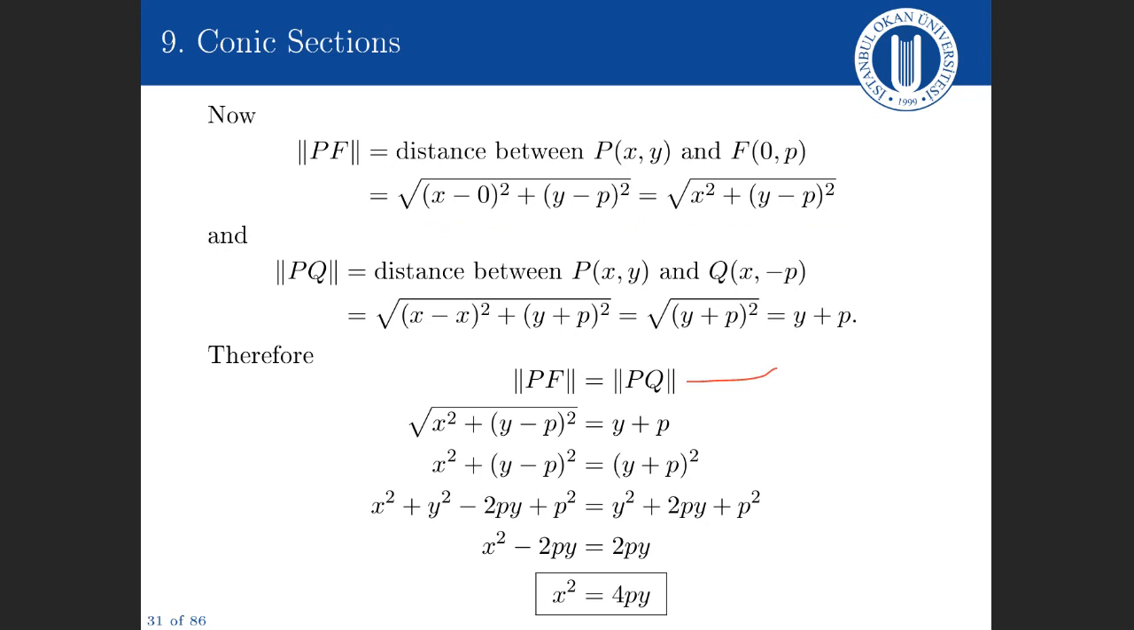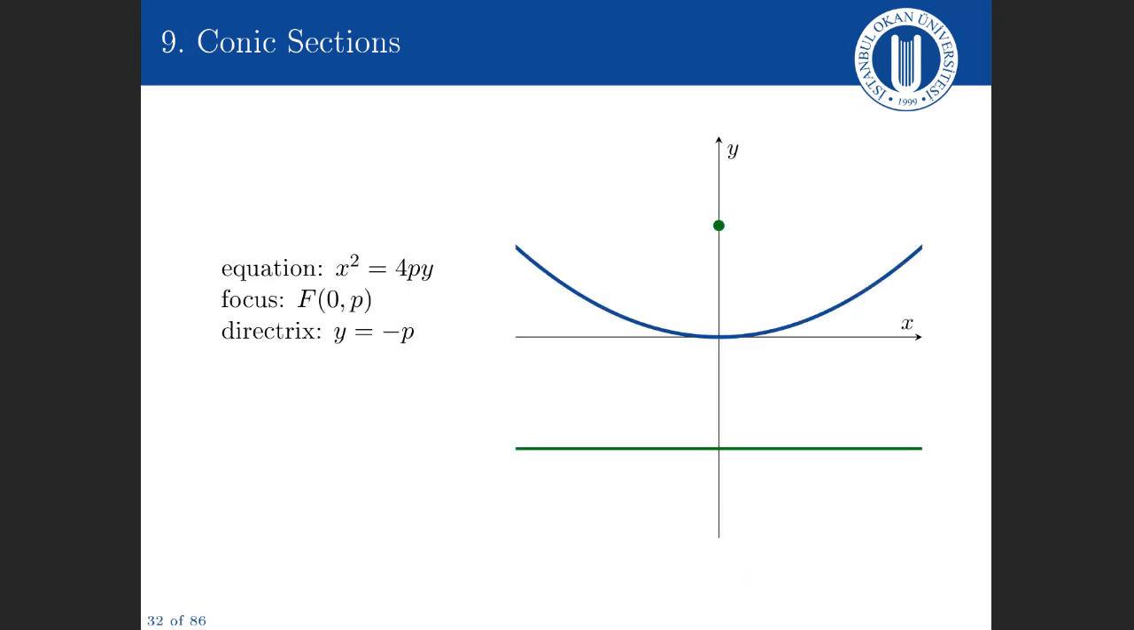The rule that we're using for a parabola is that these two distances must be the same. So if we make these two equal to each other, square both sides, multiply everything out, cancel terms, we end up with the standard equation for a parabola. x squared is equal to 4py. Let me show you this picture again. This is x squared is equal to 4py. The focus is the point (0, p) and the directrix is y is equal to minus p.